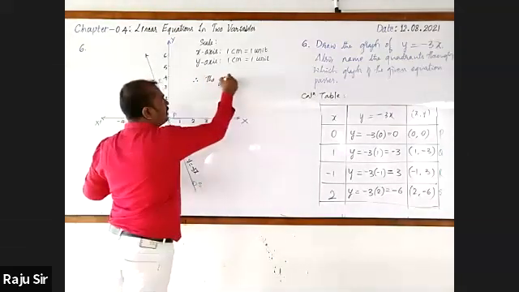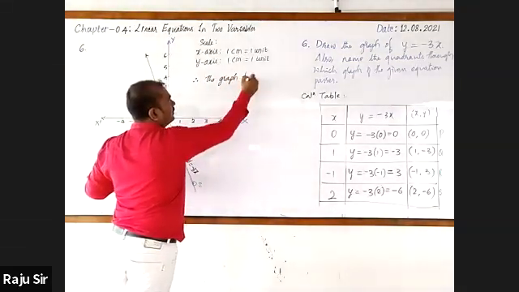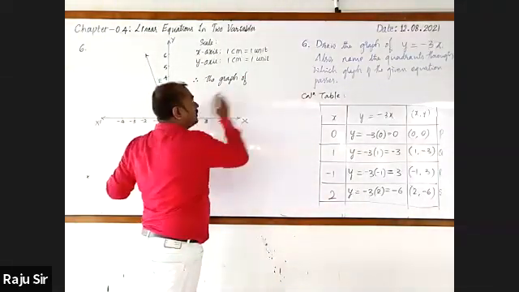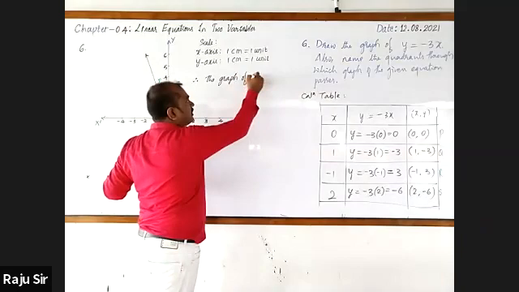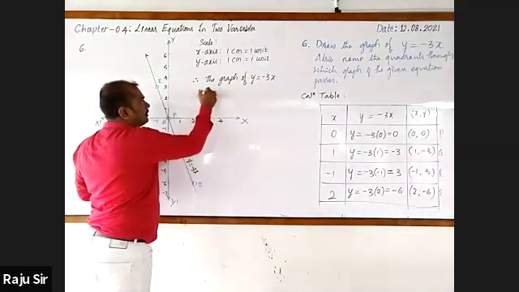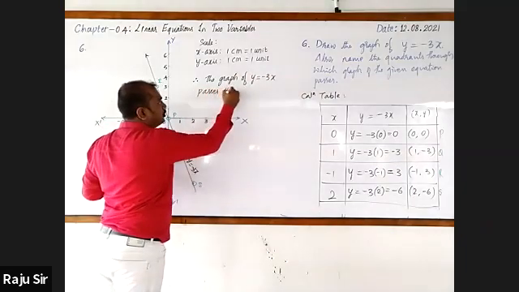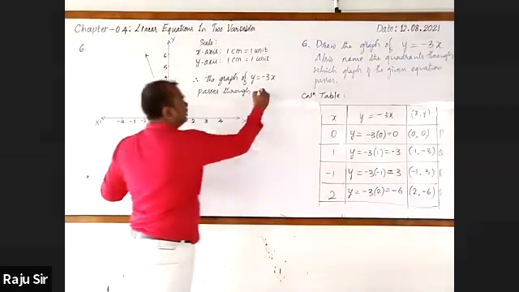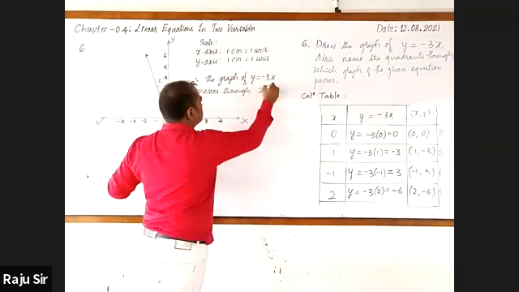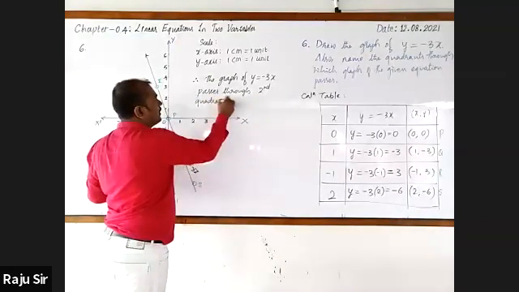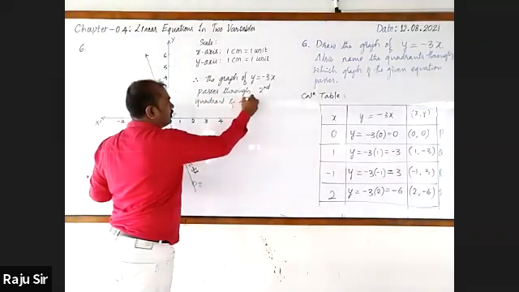Sir, where near the graph sheet should we write the conclusion? Here only, nearby the scale. Just below the scale, you write: the graph of y equal to minus 3x passes through second quadrant and fourth quadrant.